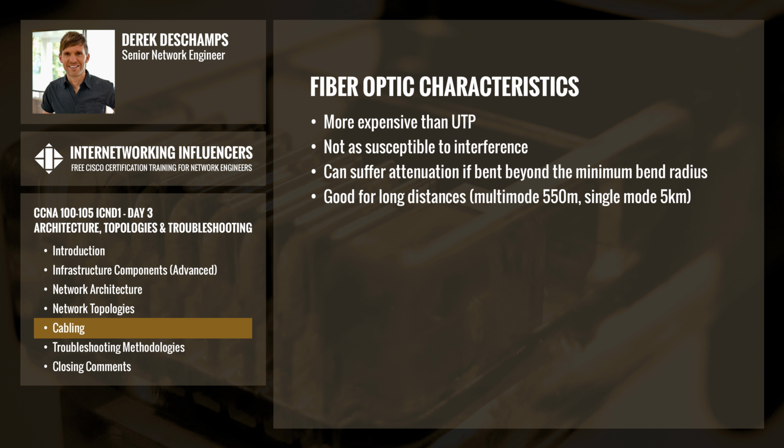Fiber optic cabling is usually more expensive than UTP cabling. It is not as susceptible to interference as UTP. However, it can suffer from attenuation if bent beyond its minimum bend radius. Fiber optic cable is a good choice for long distances, with some standards for multimode fiber reaching a maximum distance of 550 meters, and some single-mode fiber standards reaching 5 kilometers.